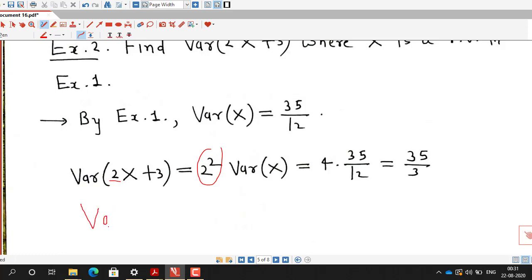Suppose instead of this function we have x by 5 plus 7.